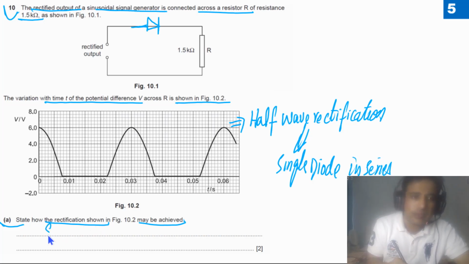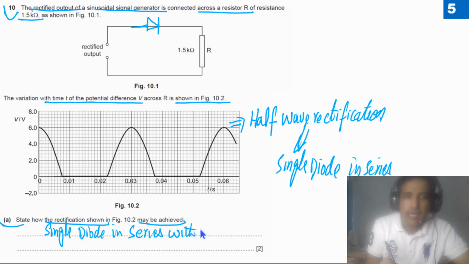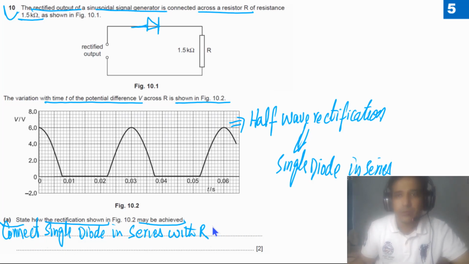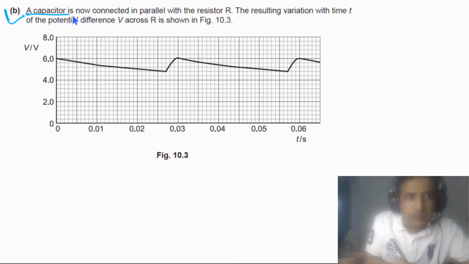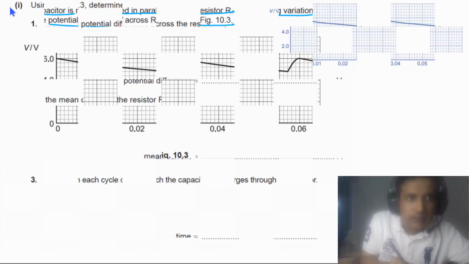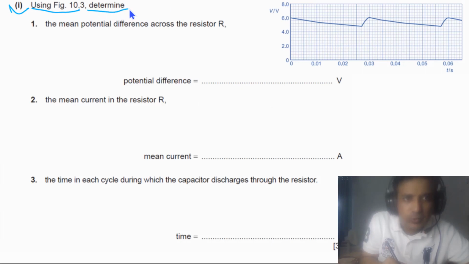So simply we can say we have to connect a single diode in series with capital R. So if you write this, you will get 2 marks. Part B says a capacitor is now connected in parallel with the resistor capital R. The resulting variation with time t of the potential difference V across capital R is shown in figure 10.3. Part 1 says use figure 10.3 to determine the mean potential difference across the resistor capital R.